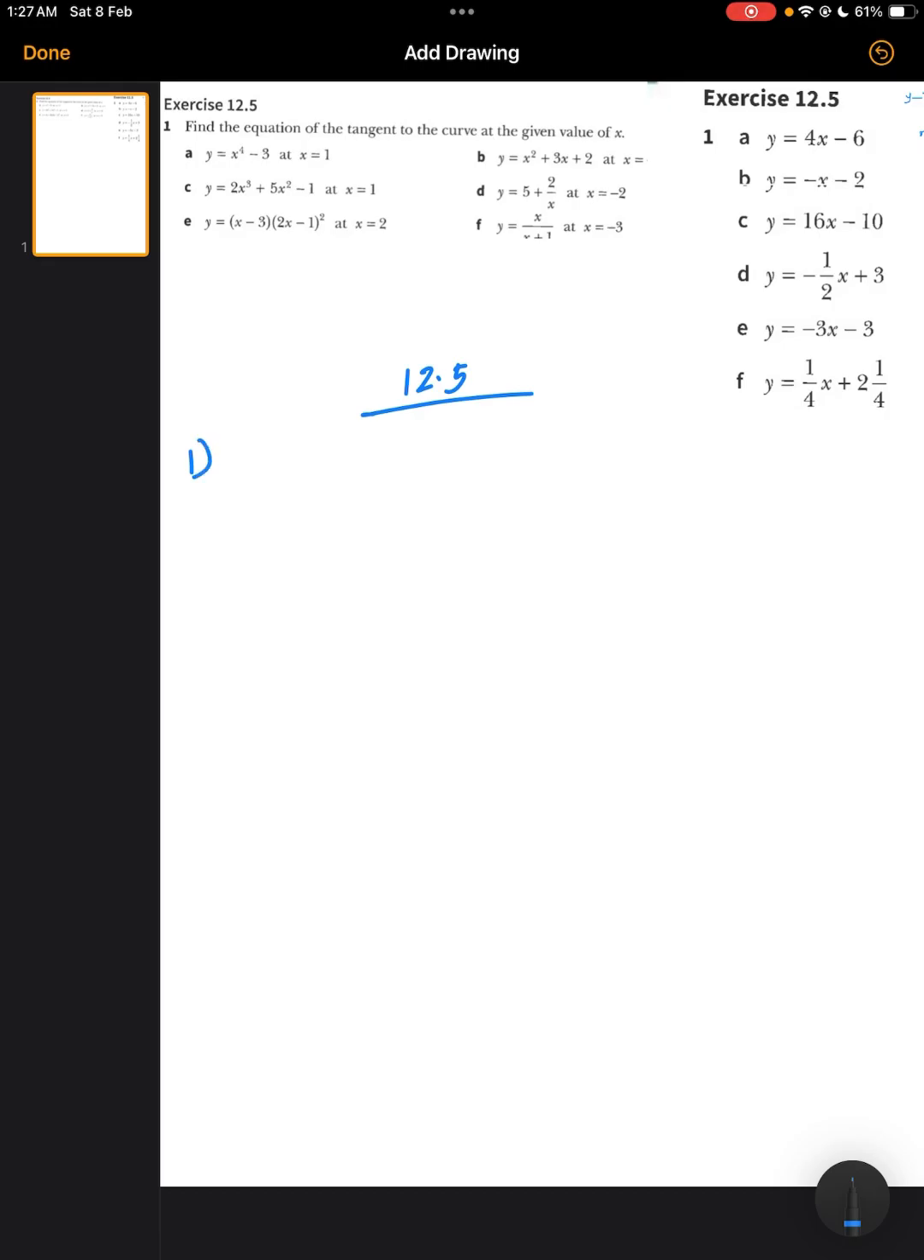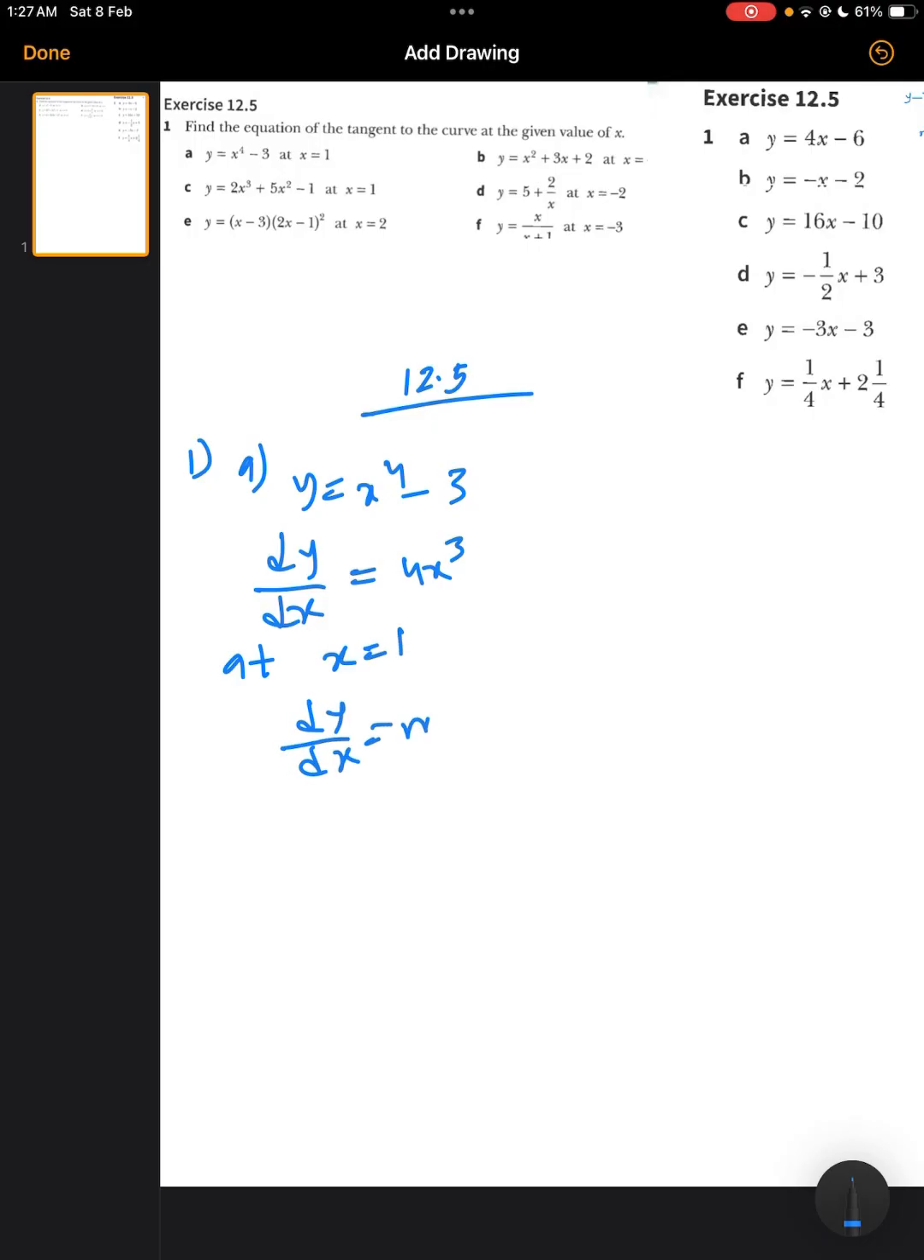12.5, number 1a. Find the equation of the tangent to the curve at the given point of x. Okay, so y has been given as x to the power 4 minus 3. First thing first, I have to figure out the gradient dy/dx, 4x cubed. Now at x equal to 1, m is equal to 4 times 1 cubed, which is 4.